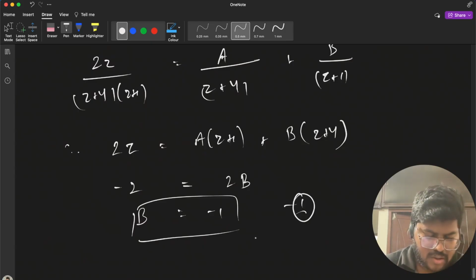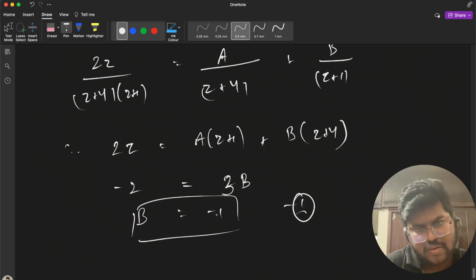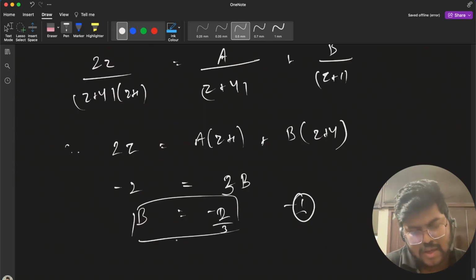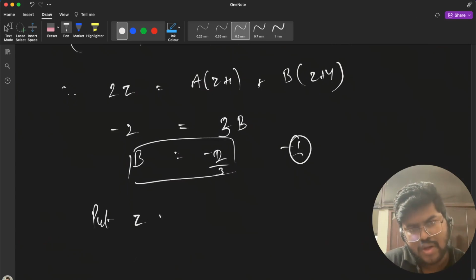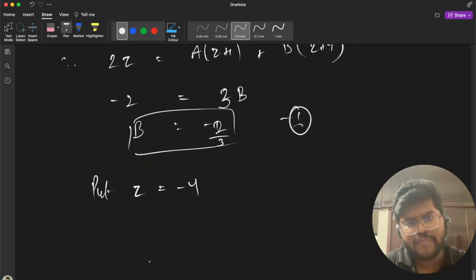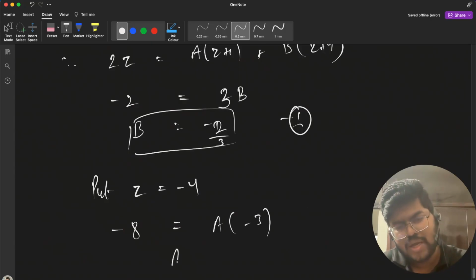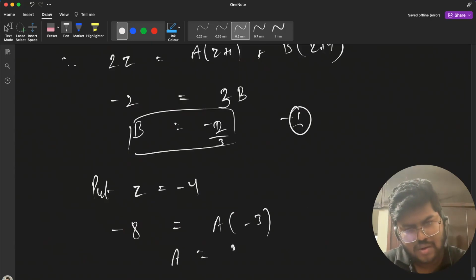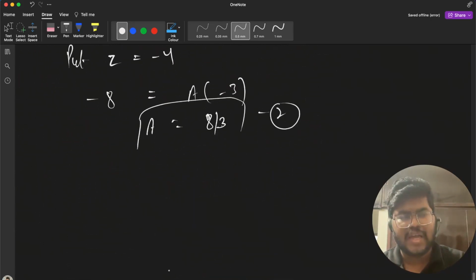Sorry, just wait, it is 3b, so b equals minus 2 by 3, right? And similarly put z equal to minus 4, then it is minus 8 equals a times minus 3, so a becomes 8 by 3, right? This is the value of a. So we have the values of a and b.